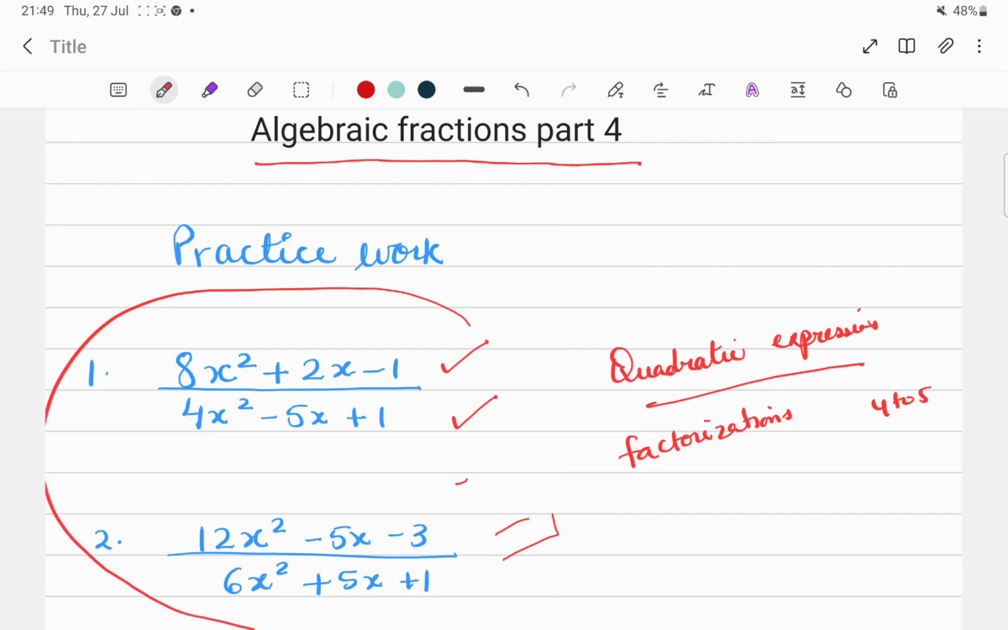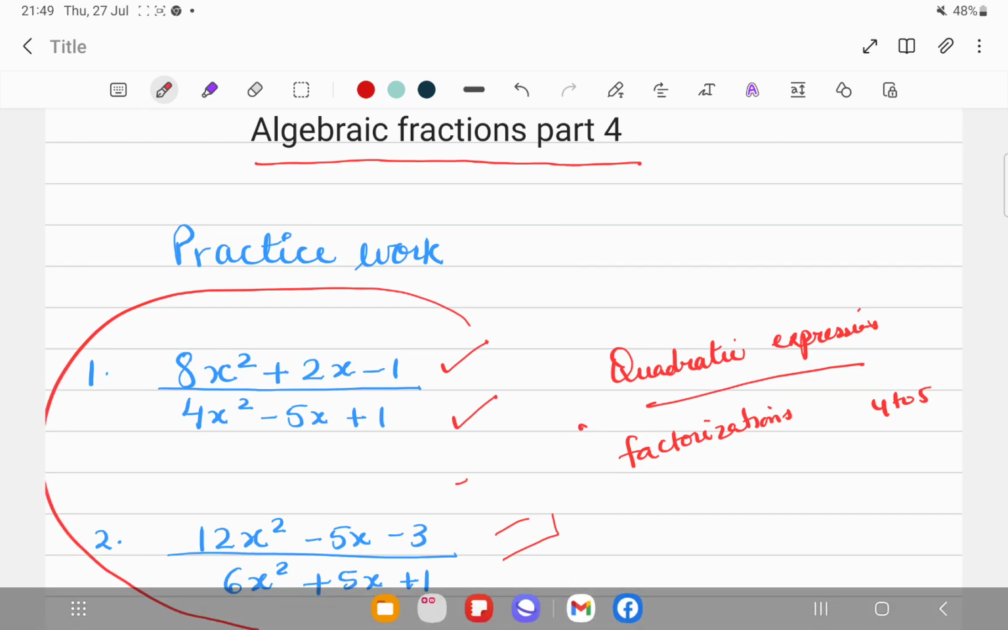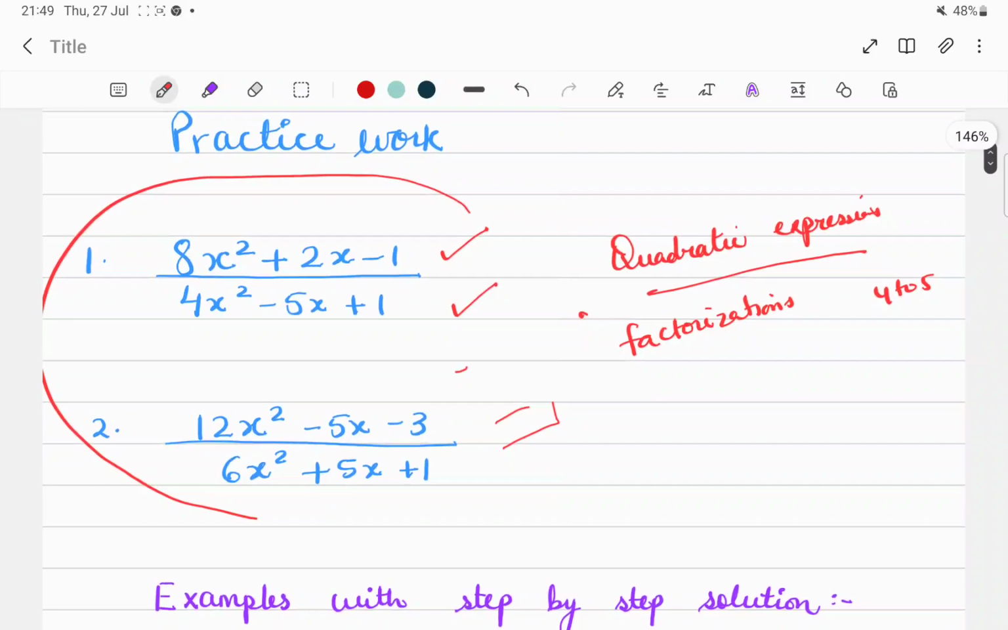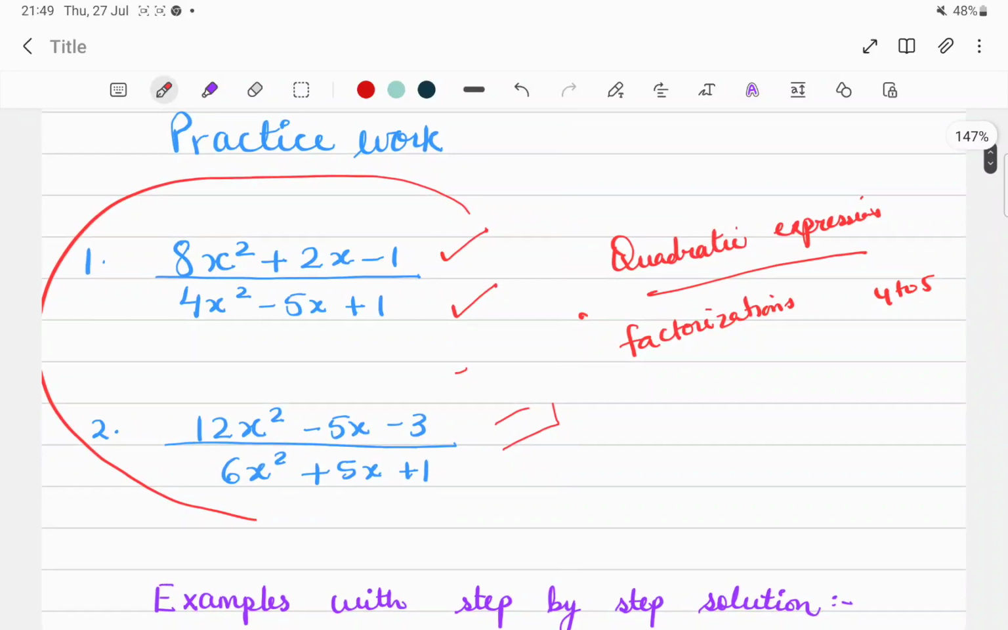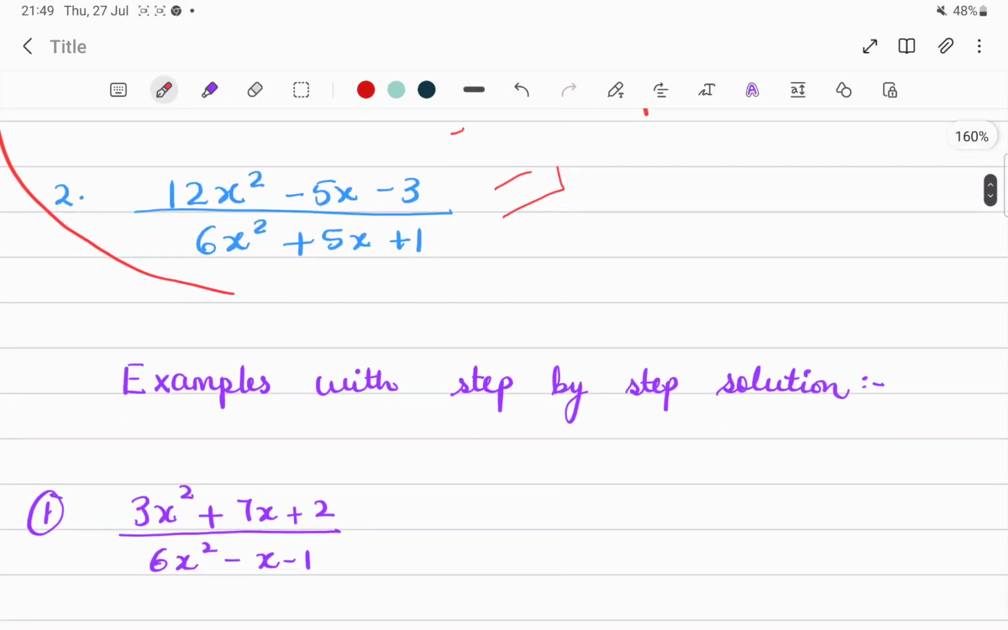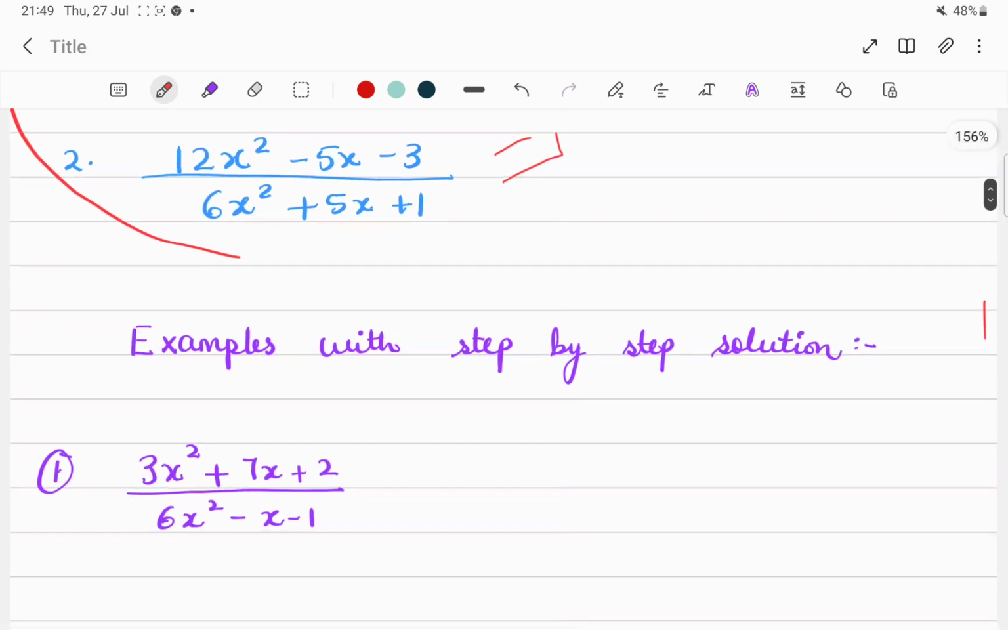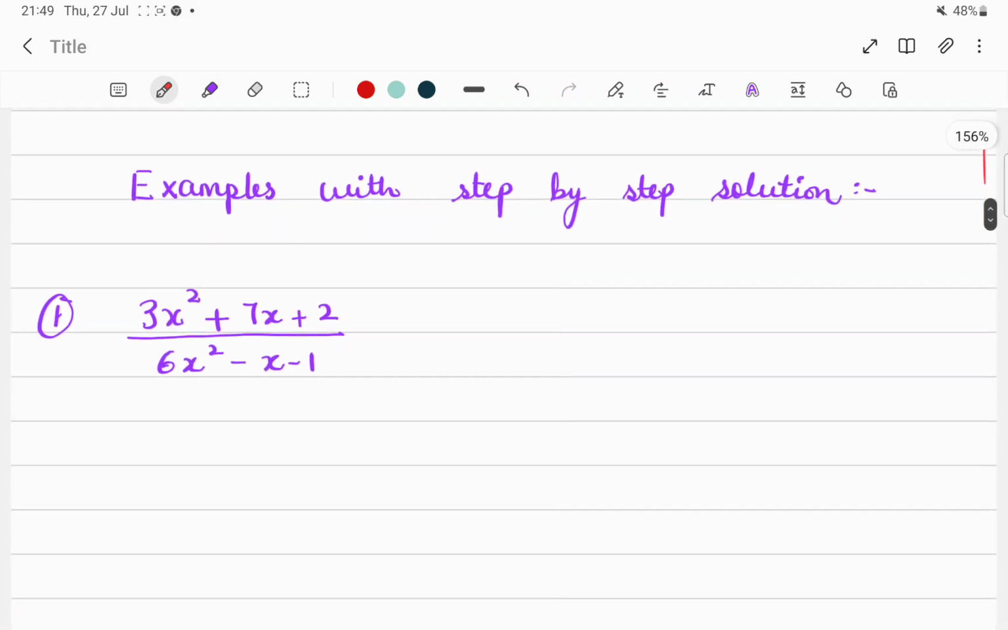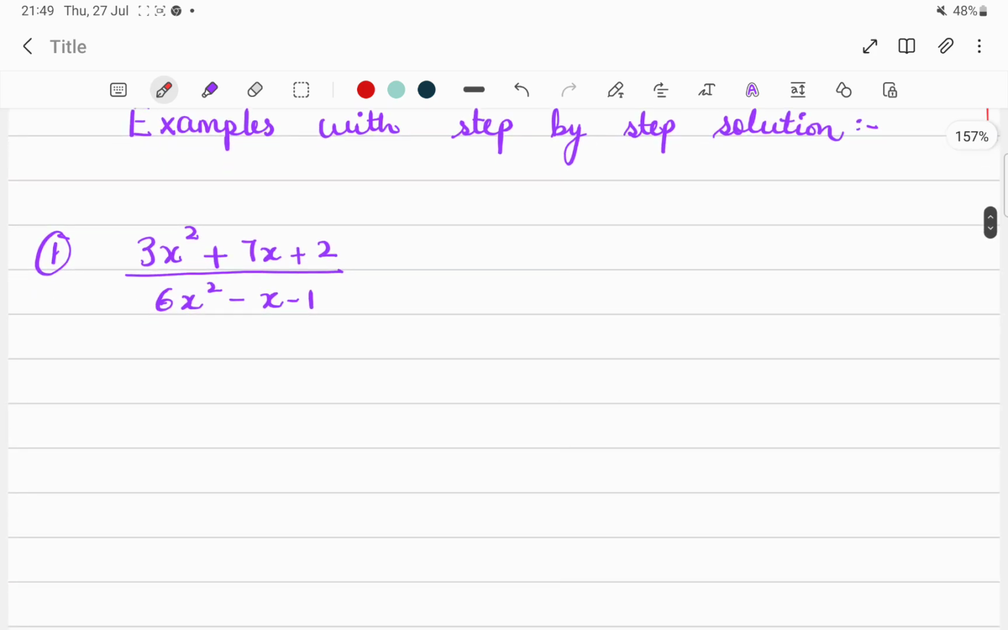And these two questions are the practice work, and I believe you will be able to do this kind of questions, simplifying them, once you watch this video till the end. I am going to explain it with the help of two examples of the similar type. And this is the first example.